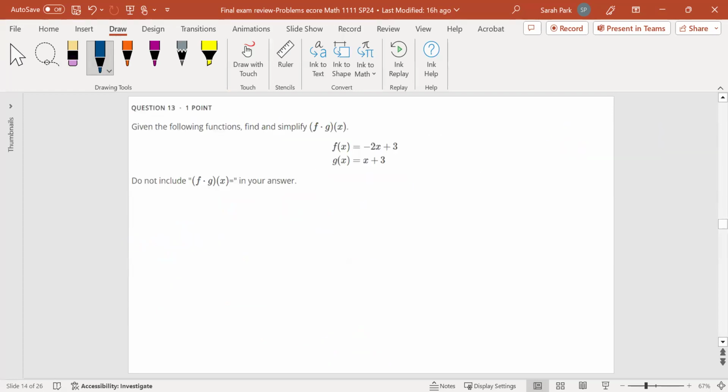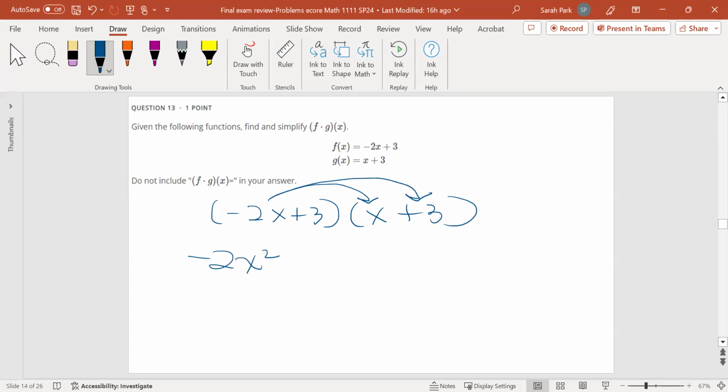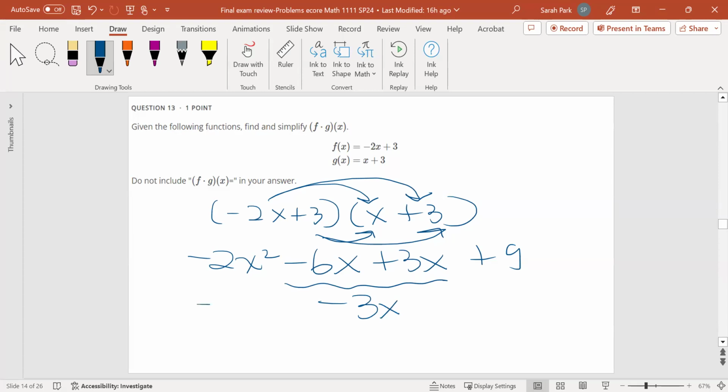Okay, number 13. Given the following functions, find and simplify f times g of x. So we need to multiply these two functions together and just simplify. If we multiply f times g, we have f, which is negative 2x plus 3, multiplied by x plus 3. We multiply negative 2x times x, which gives us negative 2x squared. Negative 2x times positive 3 is negative 6x. Multiply positive 3 and x, we have plus 3x. And 3 times 3 is positive 9. Then negative 6x plus 3x, if we combine those, becomes negative 3x. Let's bring down negative 2x squared. And then we have minus 3x plus 9.